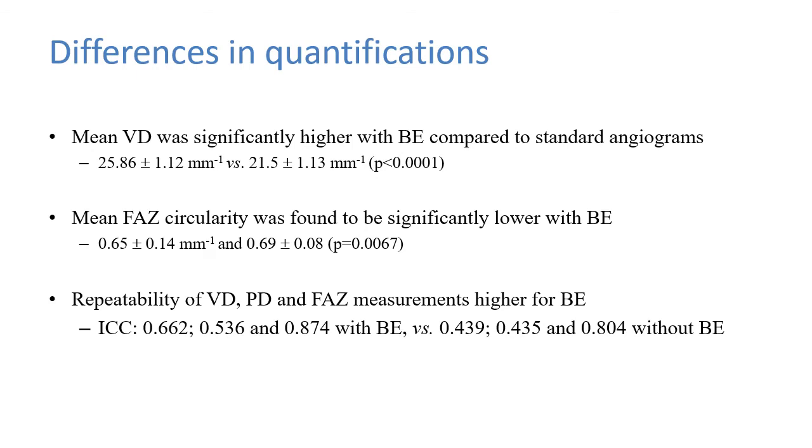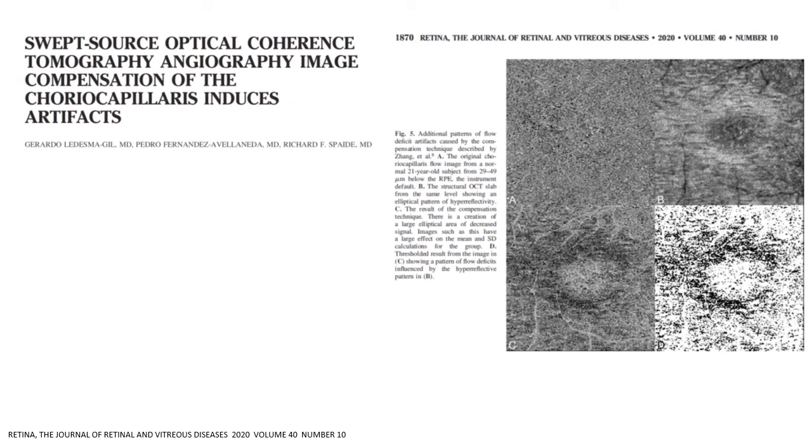And of course, a very important parameter is the repeatability. In all these parameters, the repeatability was higher with beam expander, significantly higher. For example, for vascular density, 0.662 compared to 0.439 with the standard technology. And this is very important to be able to compare measurements and to be sure that the measurements we are doing are reliable.